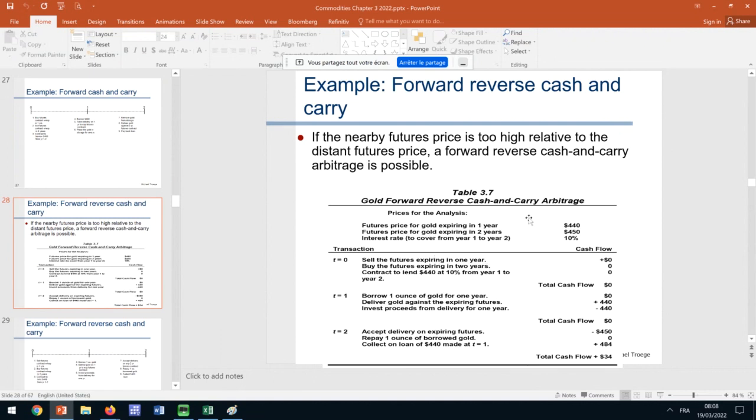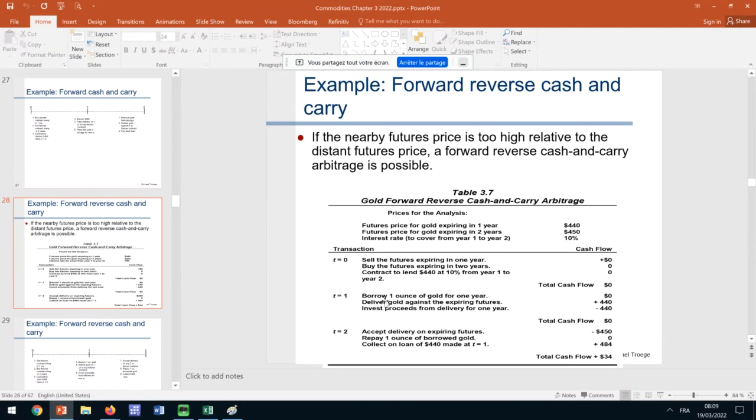Sorry. Okay, so these are the prices. The 1 year future is 440, the 2 year future is 450, and we have a 10% interest rate. Then we sell the 1 year future and we buy the 2 year future, and we now have to contract a forward deposit, not a forward loan, because the reverse cash and carry position will release cash and will provide us with financing. It's like a short position, so we have to invest this somewhere. As usual, we enter these contracts at time 0, which doesn't produce any cash flow.